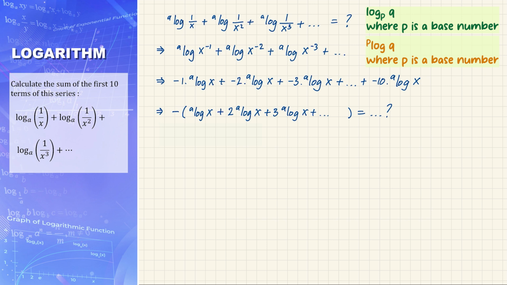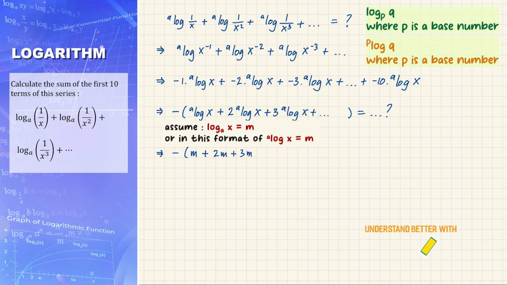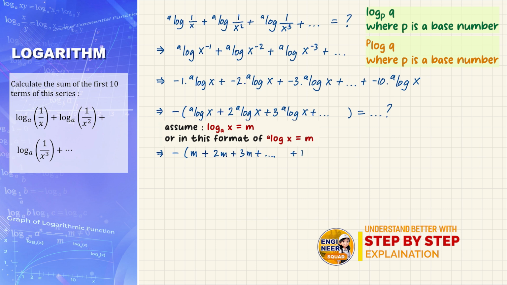Now, let's continue with the discussion of this problem. We need to simplify this by assuming base a logarithm of x as m. Then, we can write the equation as minus, in parentheses, m plus 2m plus 3m, and so on, until 10m.